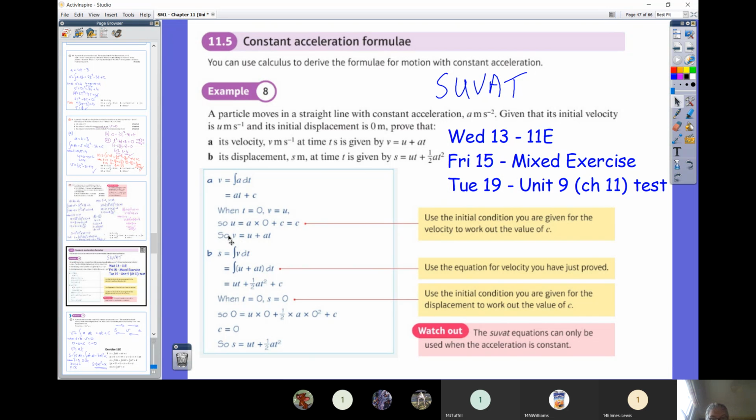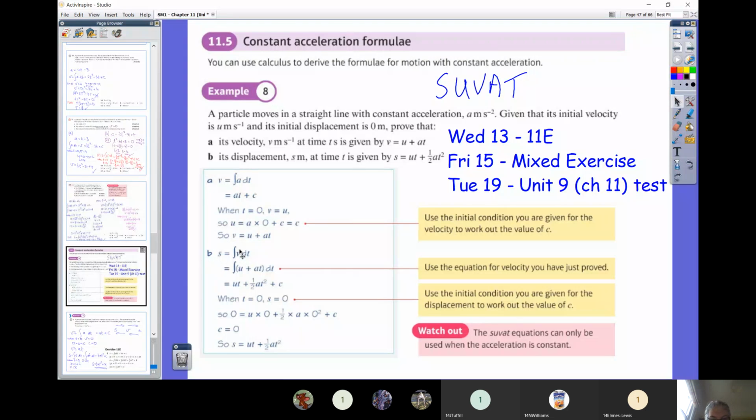And then when we integrate velocity, we get displacement. Remember, going the other way, when we differentiate displacement, we get velocity. When we differentiate velocity, we get acceleration. So this is just going the other way. You integrate acceleration to get velocity. You integrate velocity to get displacement.